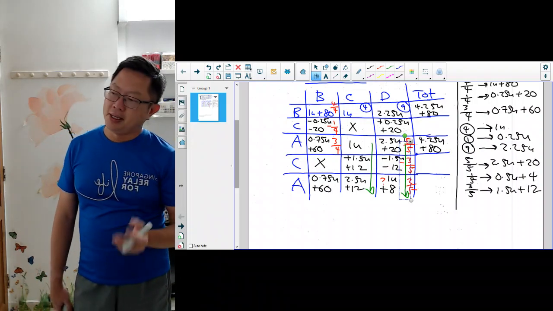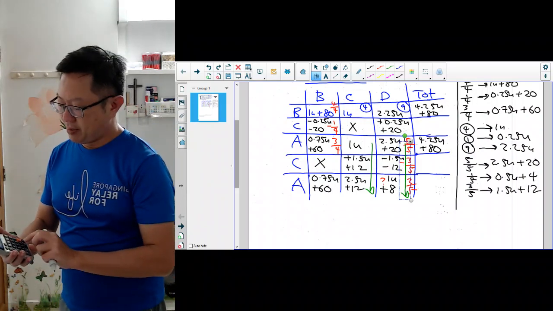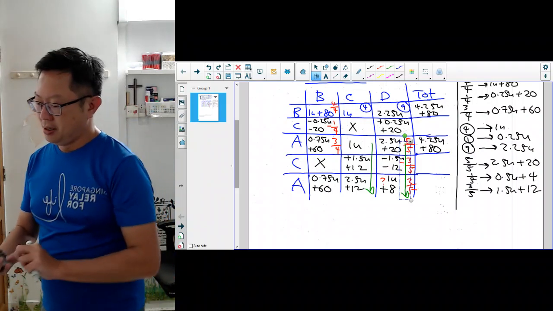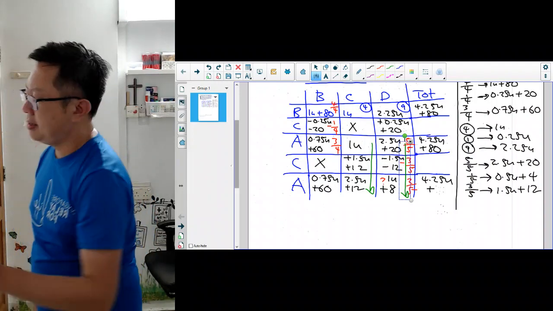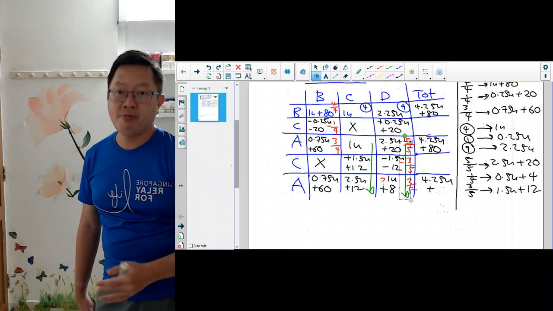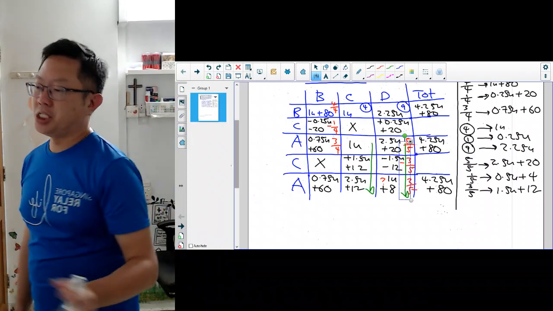Okay, if you add your stickers together, what do you get? You take 0.75 plus 2.5 plus 1, you will still get 4.25 units, and 60 plus 12 plus 8 will give you 80, total unchanged.